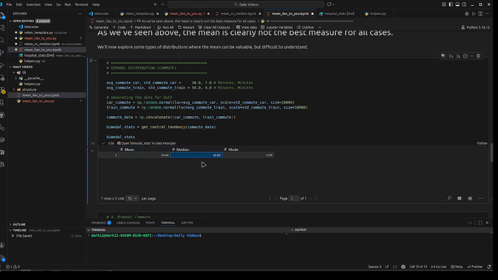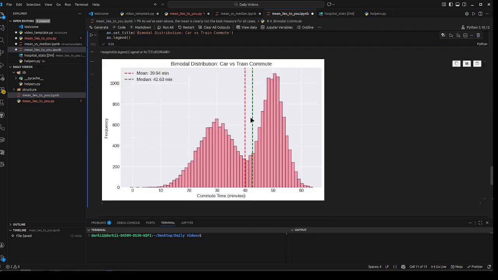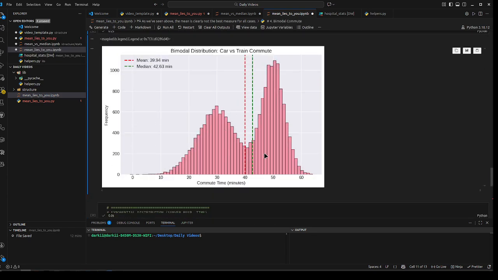When we look at the mean and the median, they're both inaccurate. In this case, because we have exactly the same size for both of these, so we have 10,000 examples for the train commute and 10,000 examples for the car commute, the median and the mean are fairly similar. The mode makes absolutely no sense, I don't know how that happened, but anyways, we look at this. This is what the distribution looks like. So as you'd expect, you see the car commute is more spread out because it has a higher standard deviation. It's normally distributed.